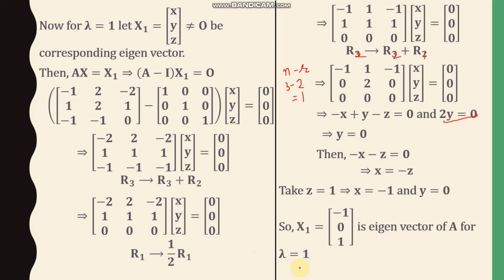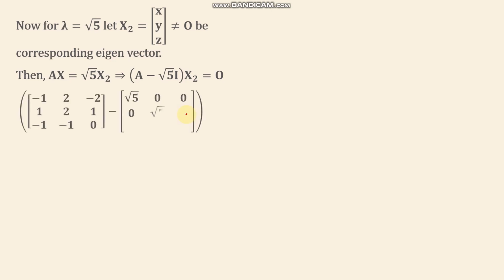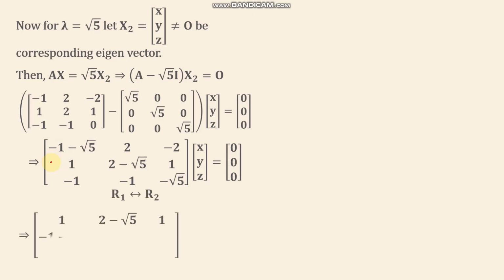Now we will find the eigenvector for lambda equal to root 5. For lambda equal to root 5, you have to do the same thing. A minus root 5 times I, times x2, equal to 0. Make the system of linear equations here. Now again reduce it to echelon form. What you can do is interchange the first row and the second row.